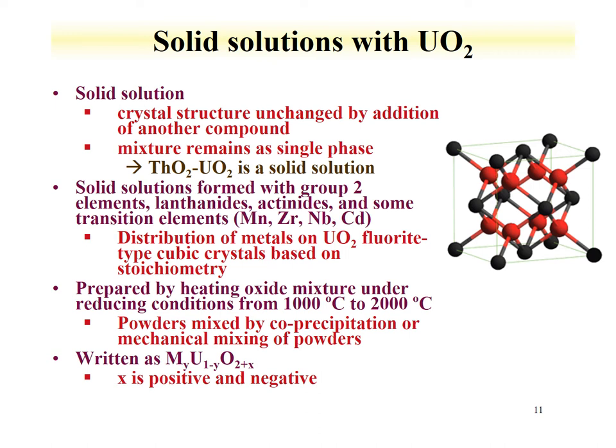These solid solutions can be prepared by heating oxide mixtures under reducing conditions, because you don't want to oxidize the uranium, between 1,000 and 2,000 degrees. They're often written as something like this, where you have one metal, uranium, and oxygen. So this could be thorium, uranium, oxygen. X can be positive or negative, or in the case of thorium, uranium, X would be zero. Now, this synthesis condition is similar to what occurs as uranium dioxide fuel is burned in a reactor.